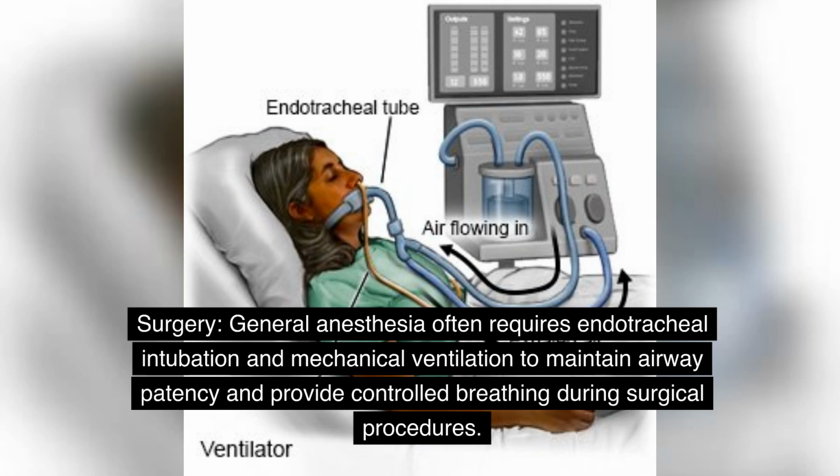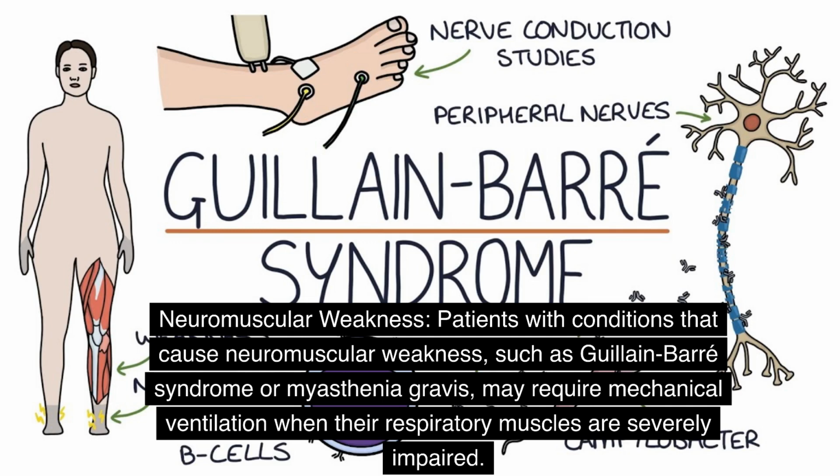Surgery. General anesthesia often requires endotracheal intubation and mechanical ventilation to maintain airway patency and provide controlled breathing during surgical procedures. Neuromuscular weakness. Patients with conditions that cause neuromuscular weakness, such as Guillain-Barré syndrome or myasthenia gravis, may require mechanical ventilation when their respiratory muscles are severely impaired.